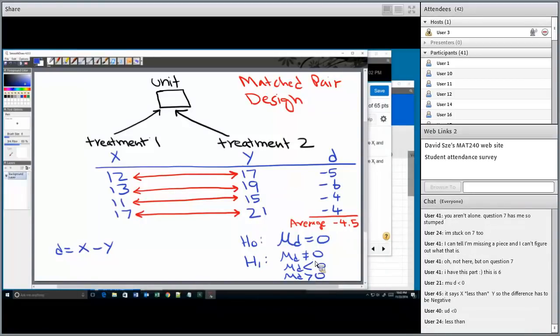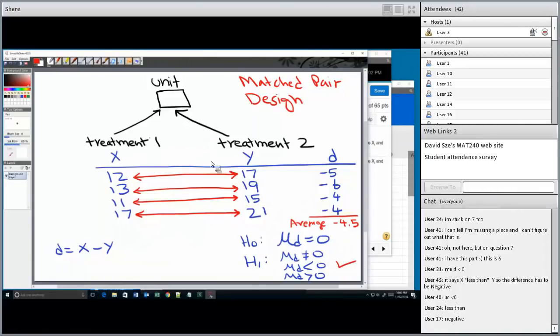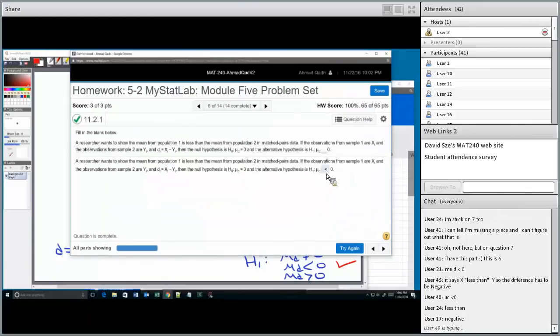Difference has to be negative. Excellent. This is the right answer. Very good. Because if x is less than y, I will get negative differences. My average will be negative. And so my mu d to test is that mu d is less than 0. Okay, that's the reason why I choose the less than sign here.